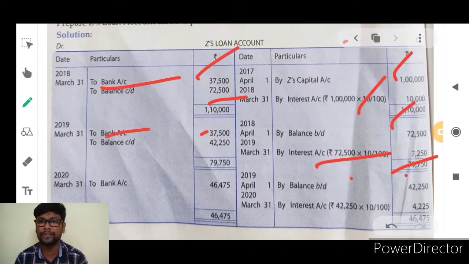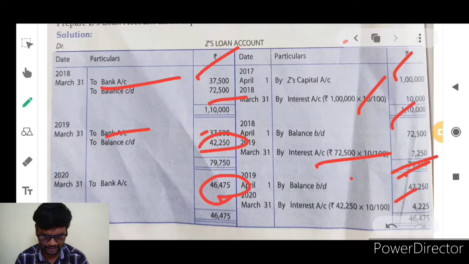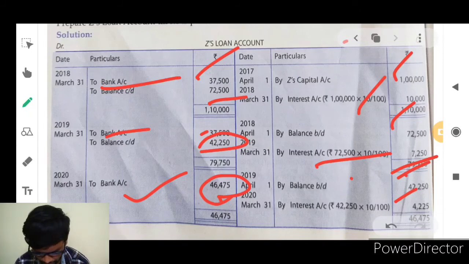In the previous problem they split it, but it is all together in this problem. So 37,500 is paid by the firm to the retiring partner. The remaining amount is 42,500. This 42,500 plus interest money 4,225 rupees, collectively how much is it? 46,475 rupees. So this money will be paid entirely by the firm to the retiring partner in one single installment. If you have any doubt, don't hesitate to ask.